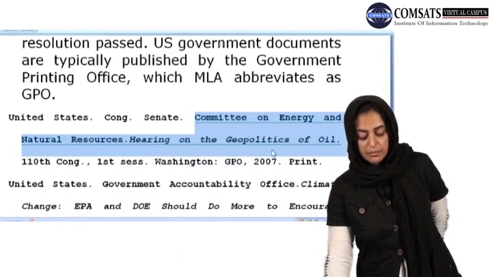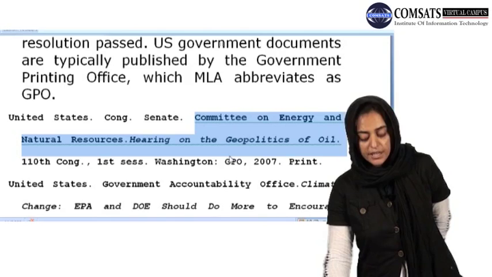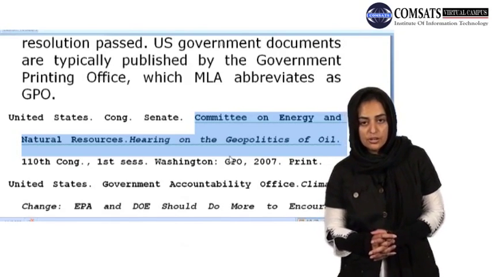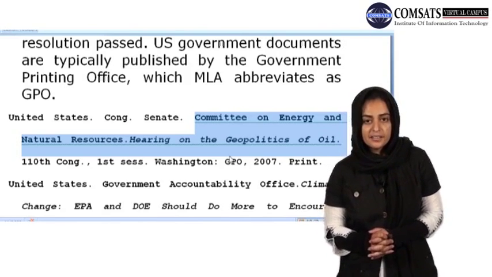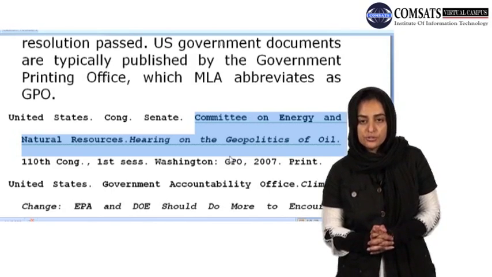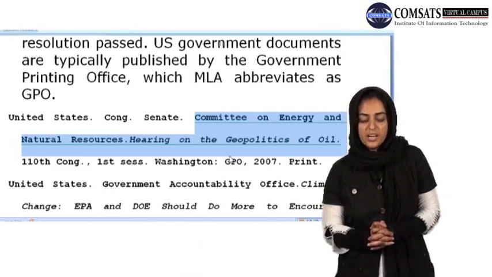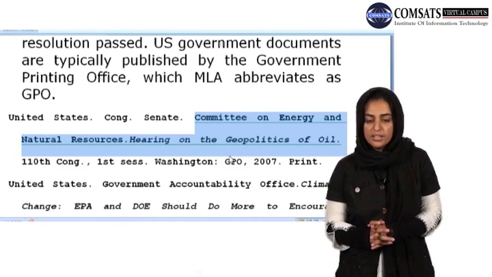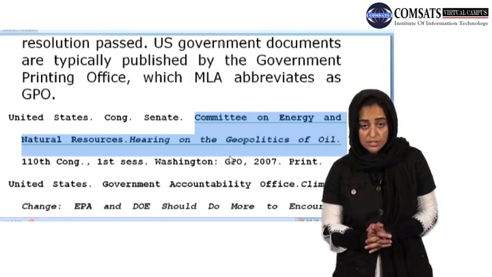The name of the committee is Committee on Energy and Natural Resources, hearing on geopolitics of oil. Now this is one session of the Congress, of Senate, and over here you will be calling it a government publication. How to create the detailed reference in such a situation when you have no individual authors and the publication is that of the government?